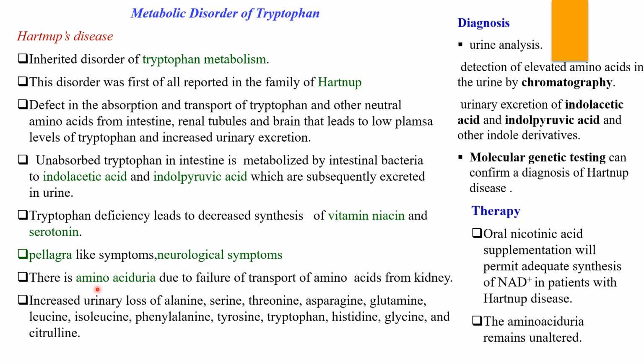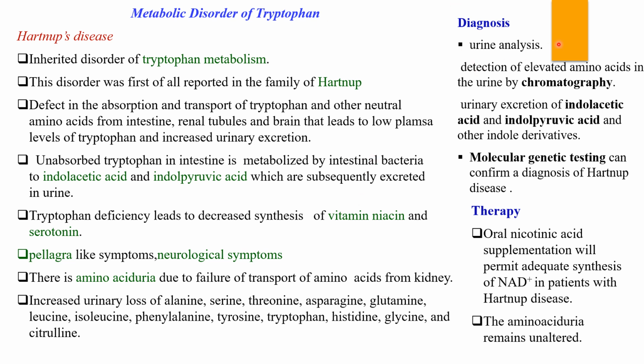So there is an aminoaciduria due to the failure of transport of amino acids from the kidney, with increased urinary loss of alanine, serine, threonine, asparagine, glutamine, leucine, isoleucine, phenylalanine, tyrosine, tryptophan, histidine, glycine, and citrulline. And it is an autosomal recessive disease. The net effect always lies in the excretion of these amino acids.